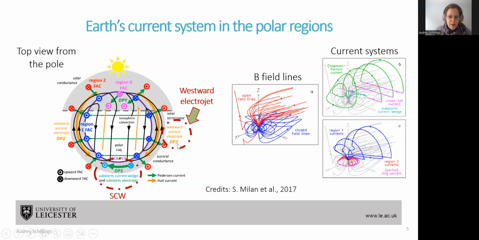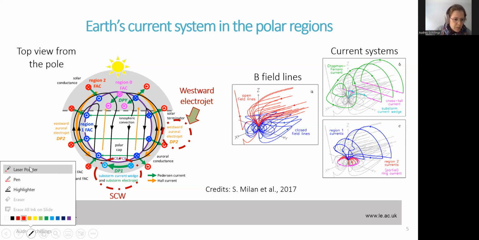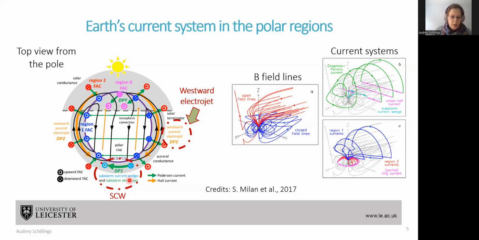So here, the westward electrojet is represented in orange, and then the substorm current wedge, which is basically around midnight in magnetic local time. I will try to get the pointer so it will be easier. Yes, so here you have midnight and the substorm current wedge, which is also represented here with the current.